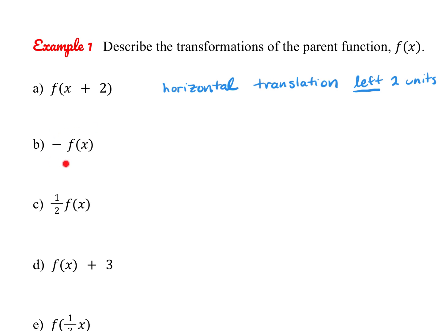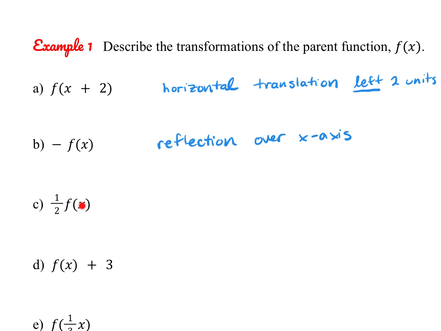Now let's look at this next one. I see that we're multiplying something by -1. Anytime we're multiplying by a -1, we know it's a reflection, but now we just have to figure out if it's over the x or y axis. So remember, if you multiply the entire function, it's always going to reflect over the x-axis.